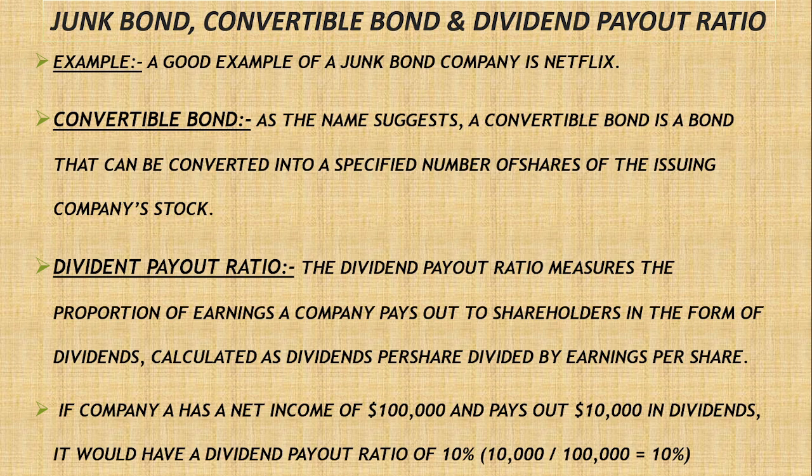Convertible bond. As the name suggests, a convertible bond is a bond that can be converted into a specified number of shares of the issuing company's stock. Dividend payout ratio. The dividend payout ratio measures the proportion of earnings a company pays out to shareholders in the form of dividends, calculated as dividends per share divided by earnings per share. For example, if company A has a net income of 100,000 US dollars and pays out $10,000 in dividends, it would have a dividend payout ratio of 10%. That's 10,000 divided by 100,000 equals 10%.